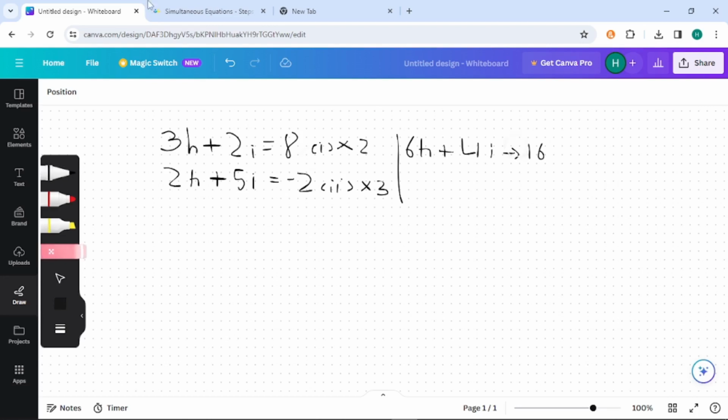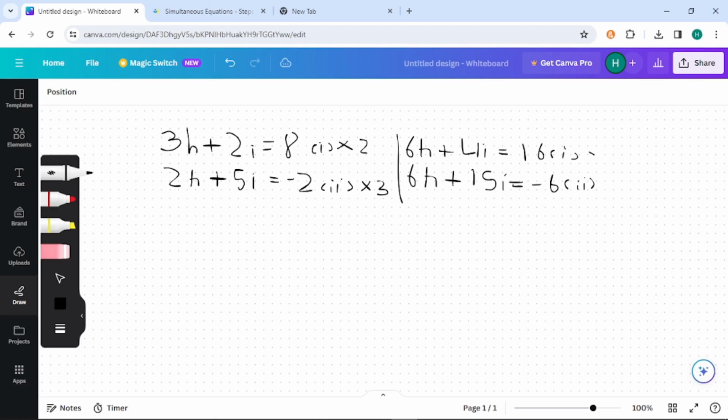No, it's not this. It's meant to be 6h plus 4i equals 16, and 6h plus 15i equals -6. So now we are going to eliminate h.